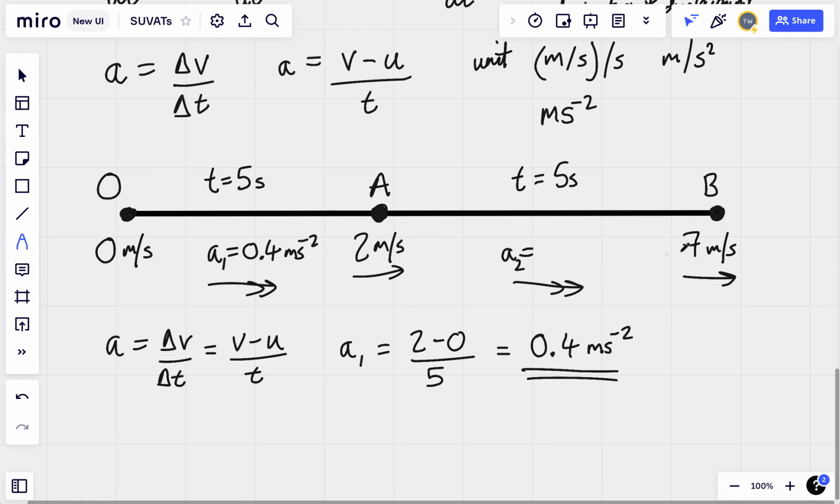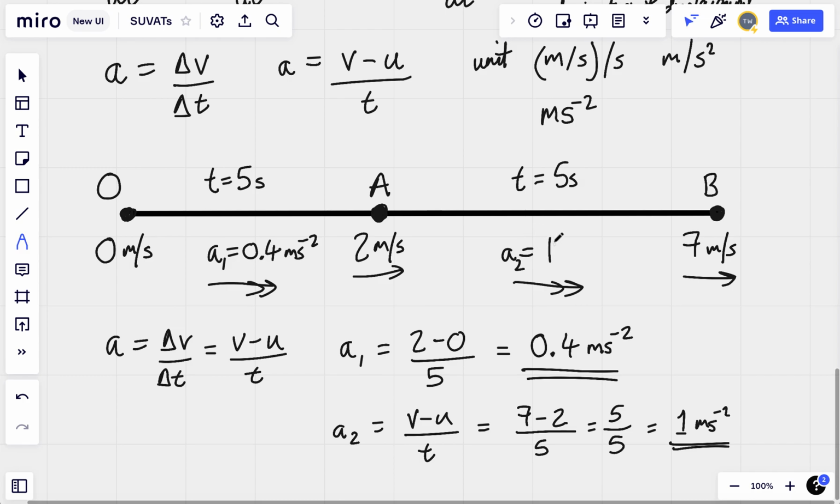Now have a think about it. Do you think we're going to have a higher acceleration or a lower acceleration? Well, it's the same time, and our velocity is increasing by 5 as opposed to by 2. So I think we should be looking at a higher acceleration. Let's have a look. So a2 = (v minus u) over t. That's going to give me 7 minus 2 over 5, which is 5 over 5, which equals 1. So 1 m/s², our acceleration is 1.